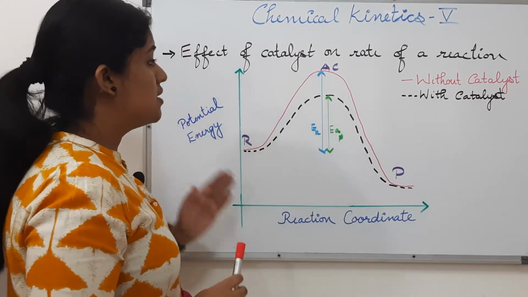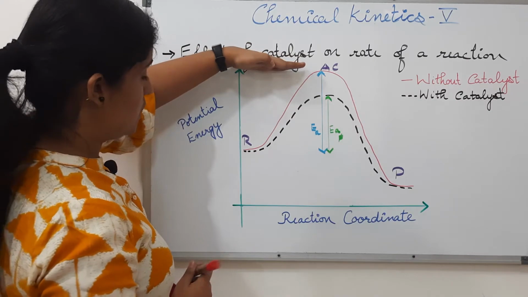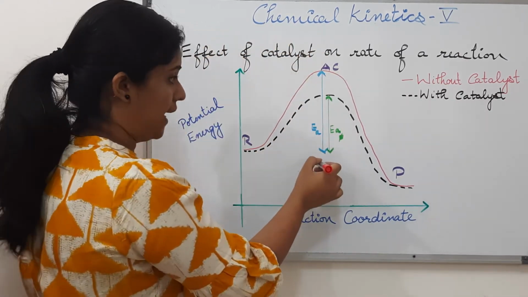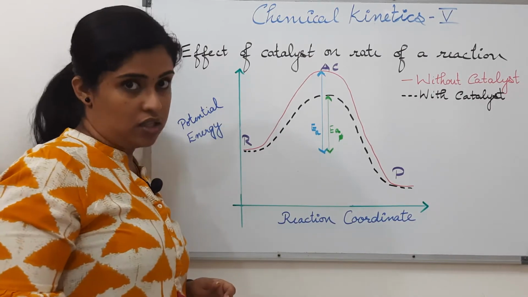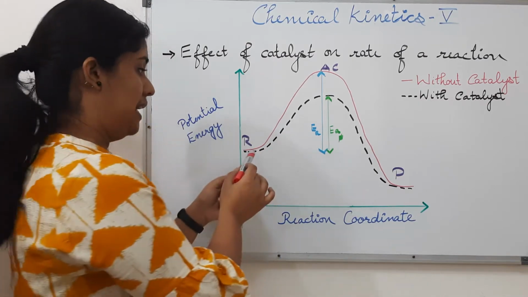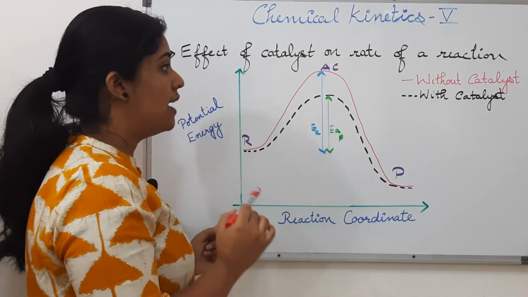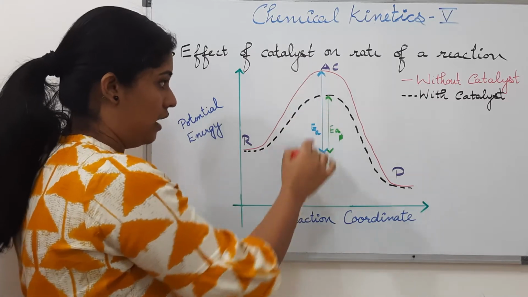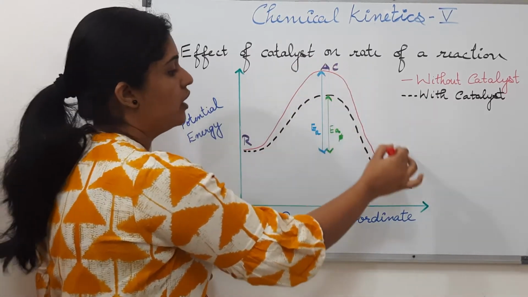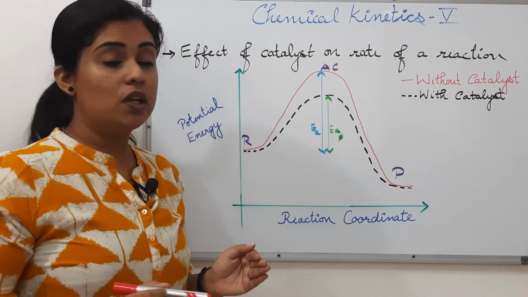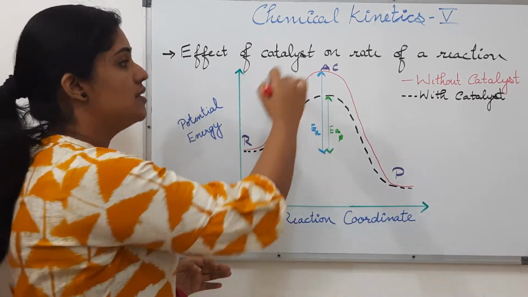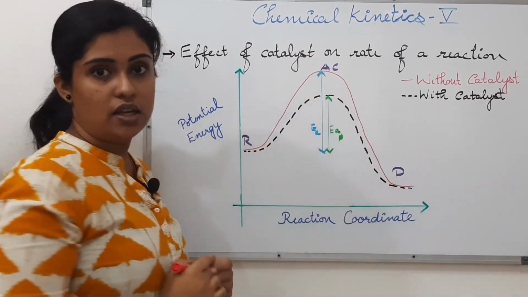We saw that the energy gap between my activated complex and my reactant, represented by the blue line, is called the activation energy, represented by EA. Only those molecules in my reactant species whose energy is greater than this activation energy can cross this energy barrier, form the activated complex, and further form the product. Those molecules whose energy is lower than this activation energy cannot cross this energy barrier or form the product.